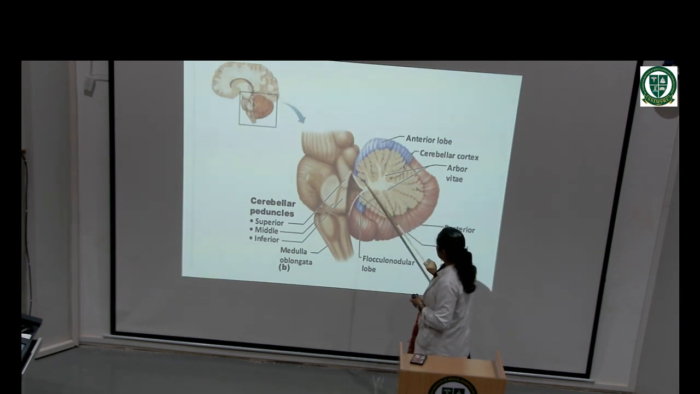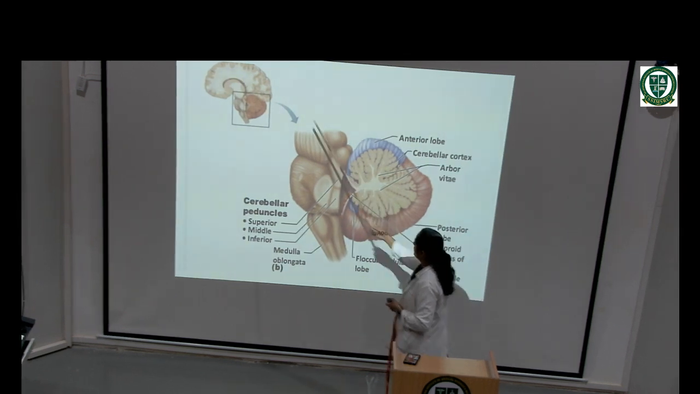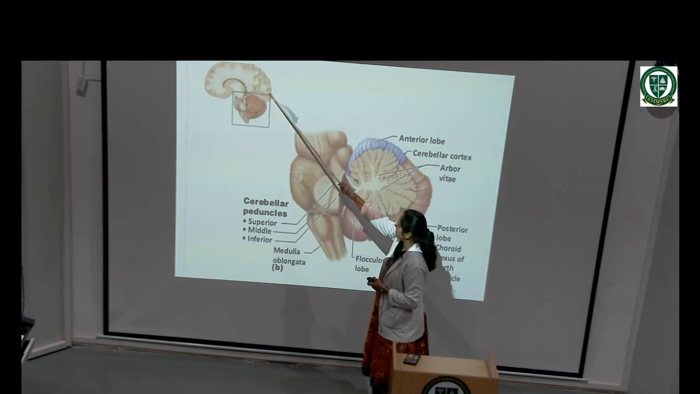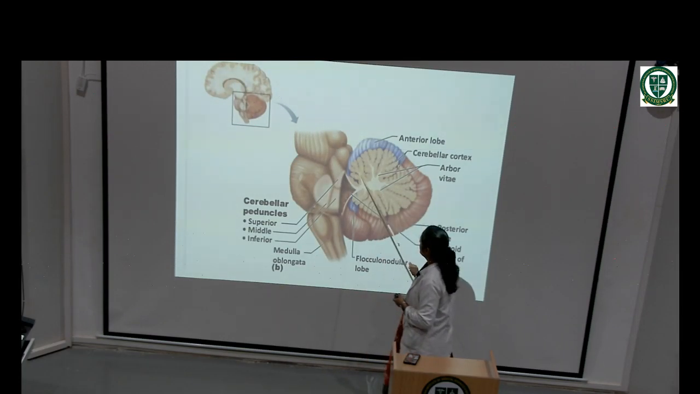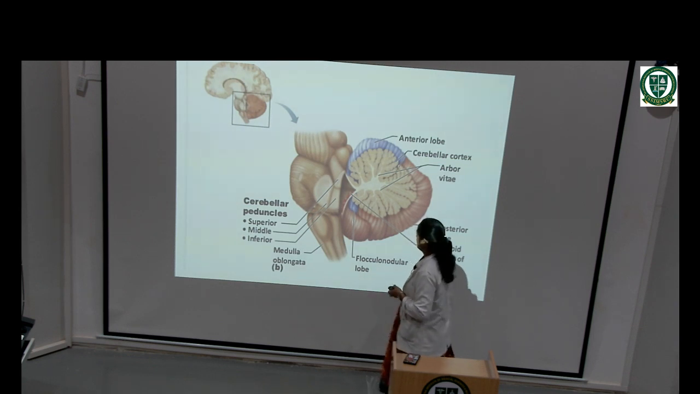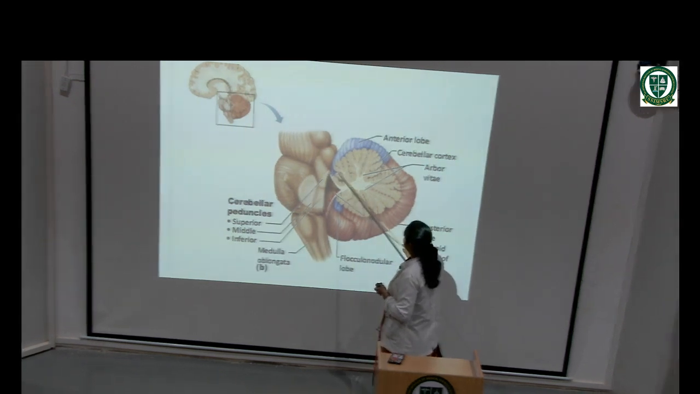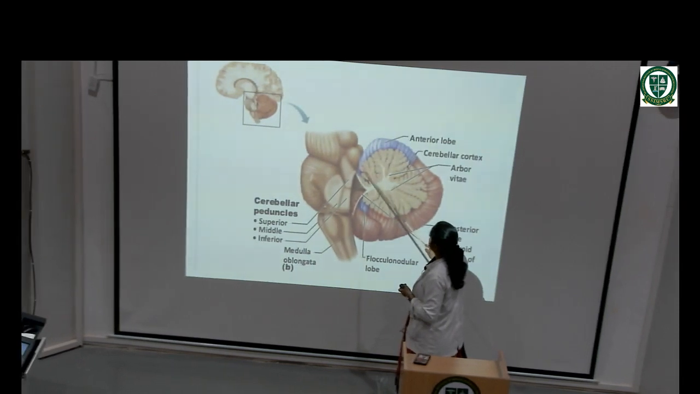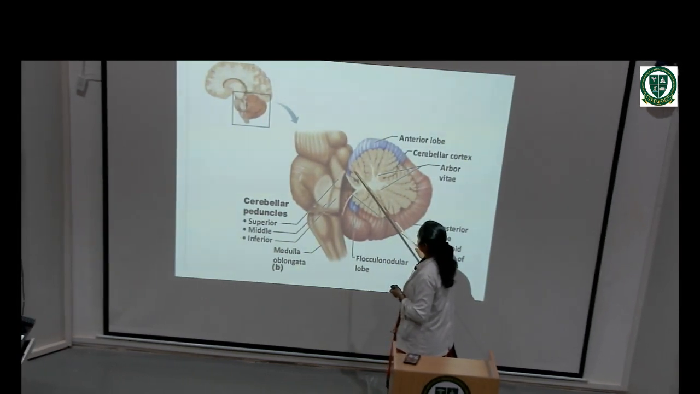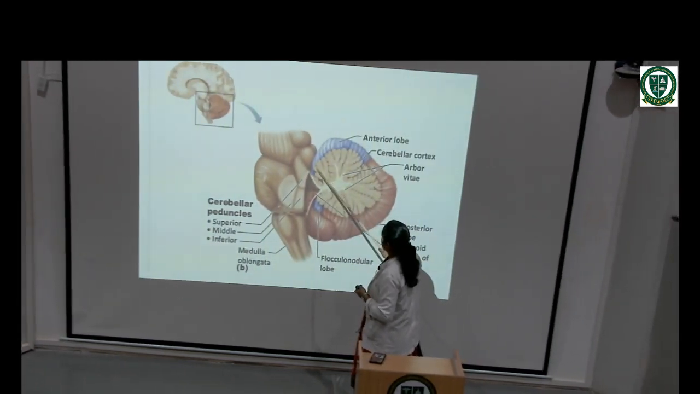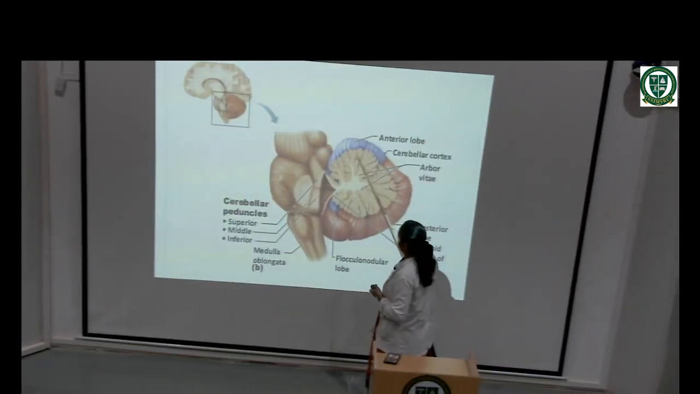You can make out there are a lot of depressions present here, just like how you see the depressions in the cerebrum. But the difference you can make out is that the depressions here are very fine, and these depressions are called the fissures, and they correspond to the sulci of your cerebrum. The area of the cerebellum which is present between two fissures is called the folia. You can see a lot of folia with fissures present.